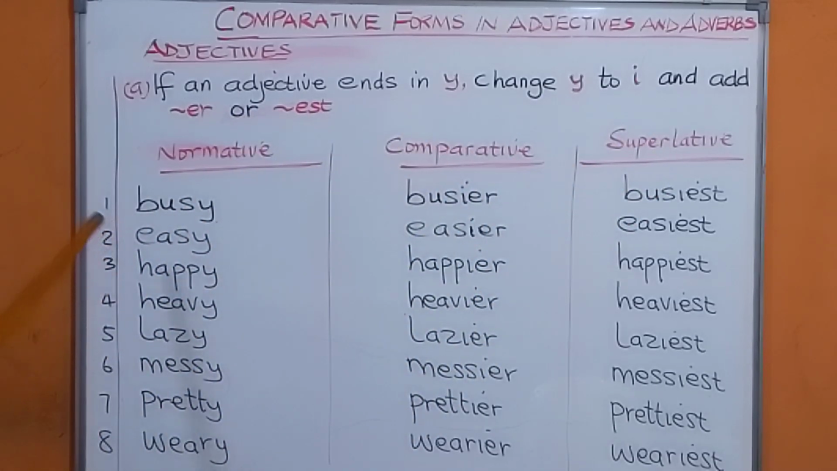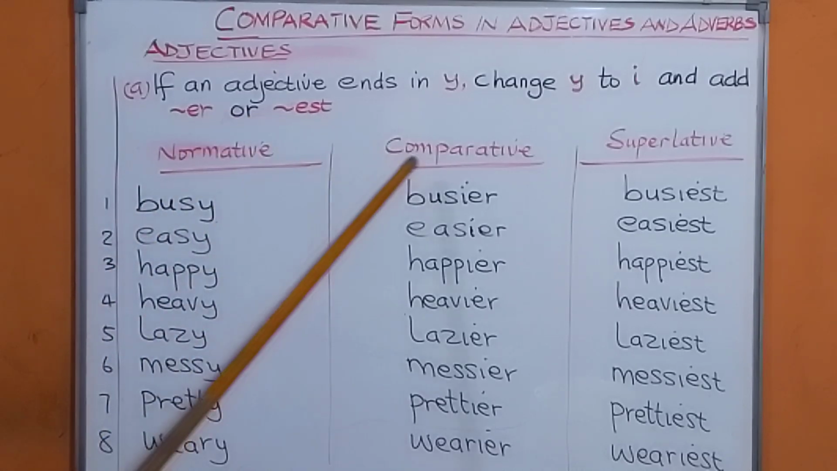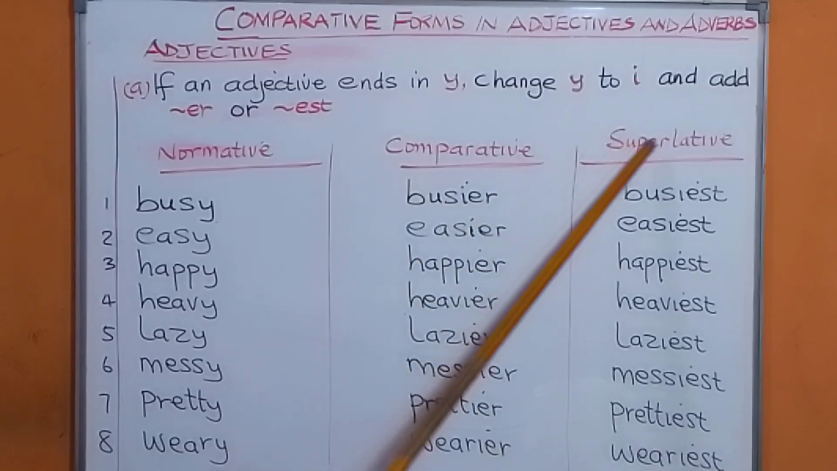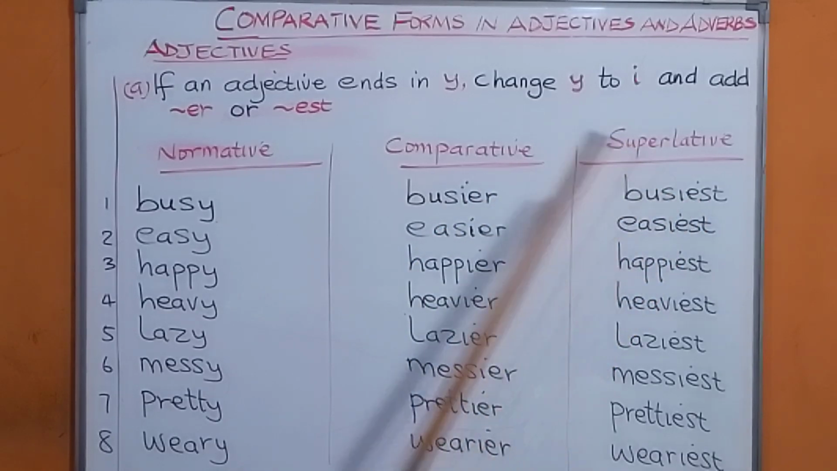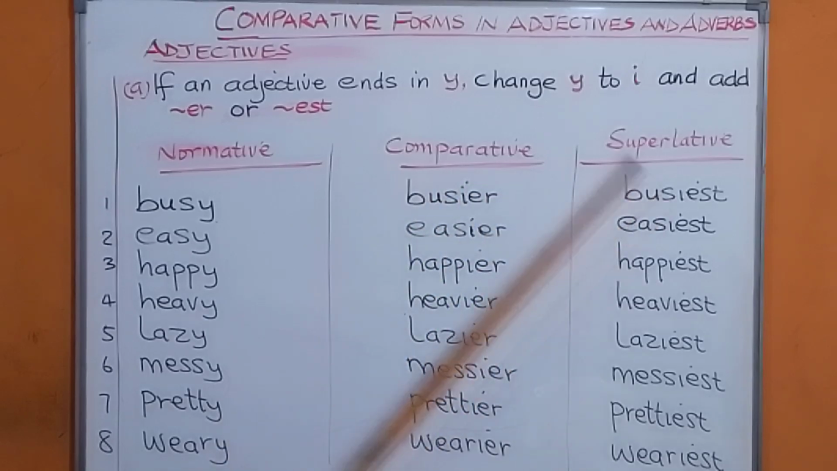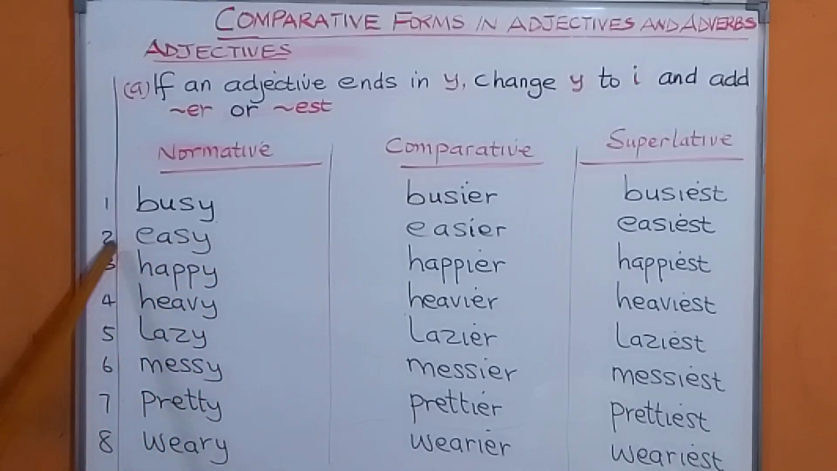Let's take some examples. Number one, busy, ending in Y. We say, remove the Y and put I, and then put ER or EST. Busy, that is nominative. Comparative, busier. Superlative, busiest. This is a very busy road. That road is busier than ours. The other road is the busiest of all.